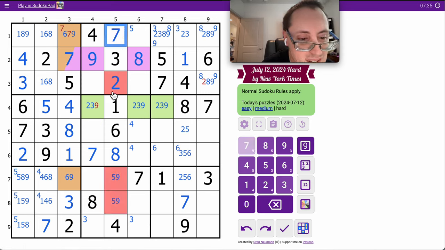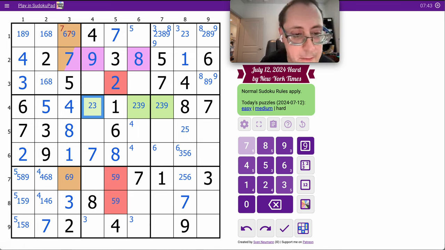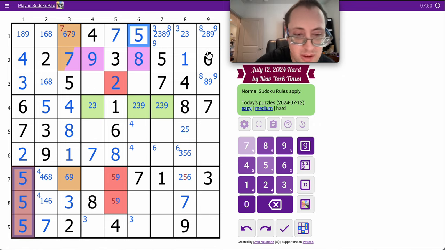That's a 7. Let's see, not 2, not 9. Okay, this looks like 1, 5, 9 from the looks of things, and that's the only space for 5 in the box. Oh, 9's already there, but I need 1 and 6.